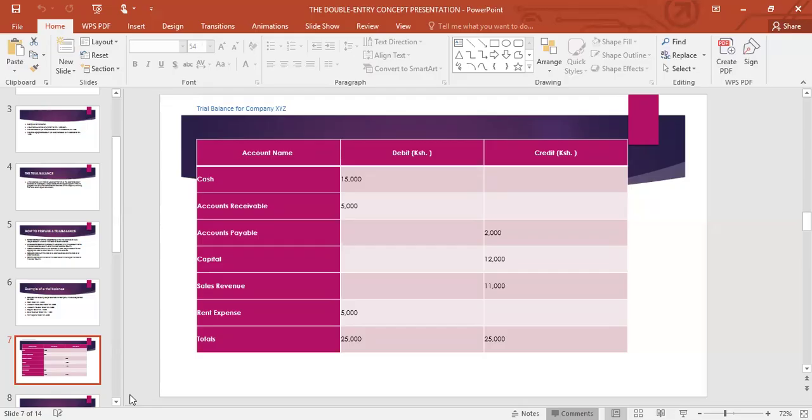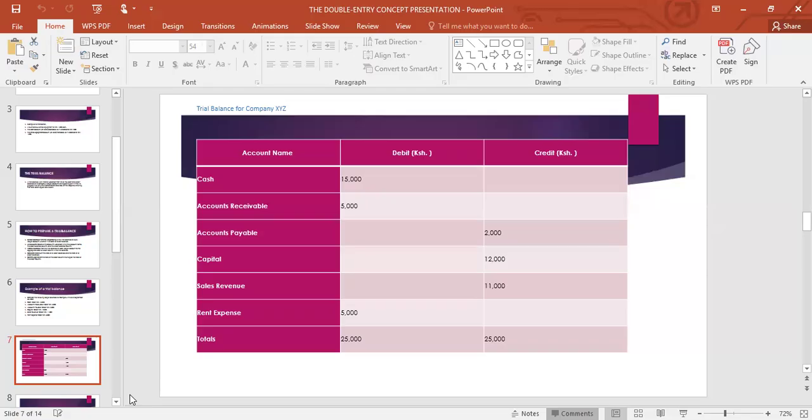The sales revenue, 11,000, we also credit that. And then the rent expense, that you're to debit at 5,000 shillings. Now, if you calculate all these subtotals, it will amount to 25,000 shillings on both debit and credit. Are we together?